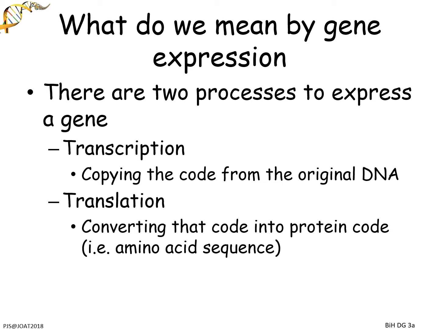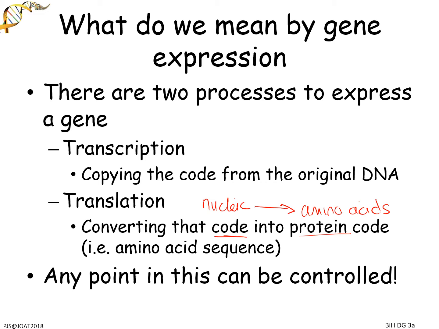Okay. The translation is obviously shifting from one language to another, because that's what translation is. So the code that we have is DNA code. So that's nucleic acid code. And what we need to do is shift it into protein code. And proteins are made of amino acids. They are totally different things. So we need to somehow get this to this. And that's what the translation does. It's probably the trickier of the two processes. What also can happen is we can obviously pick control points anywhere throughout this whole thing.